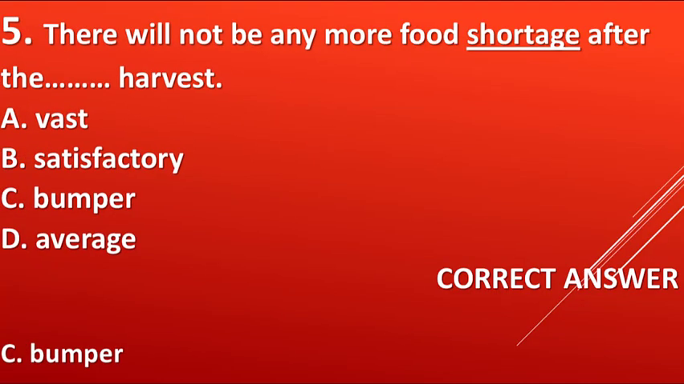Question 5. There will not be any food shortage after the dash harvest. A. Vast. B. Satisfactory. C. Bumper. D. Average. The correct answer to this question is C. There will not be any more food shortage after the bumper harvest.